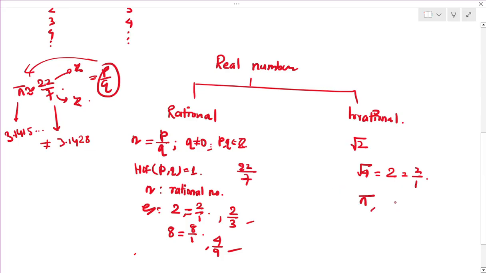In the same way, the exponential function e, I think you haven't got it yet, we'll discuss it later, but up to pi. So this is the concept of rational and irrational numbers. Fine.